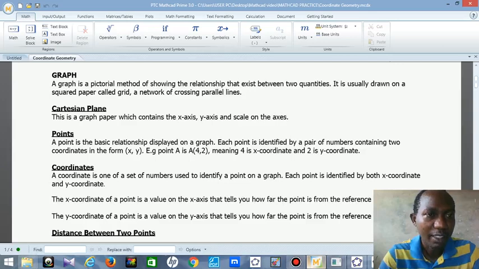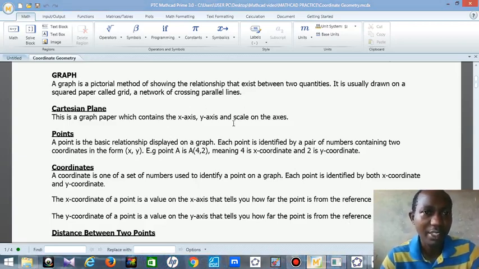For example, if I take a velocity time graph in your physics class, you know what is velocity, you know what is time. So when I say velocity time graph, I'm talking about the relationship that exists between the two quantities, one velocity and the other time. Then from the graph, you can easily interpret what will happen to velocity when time changes, or what will happen to time when velocity changes. So that's what we are doing.